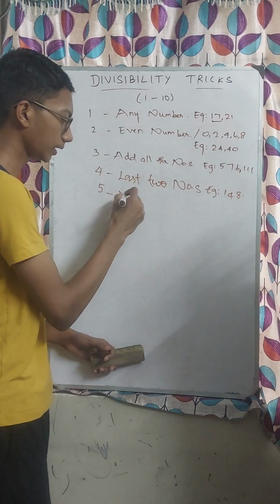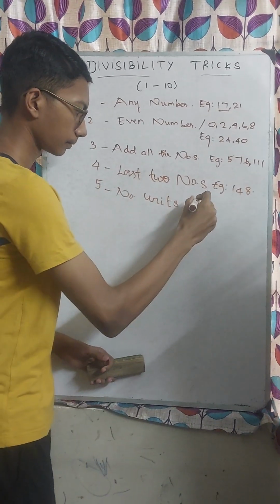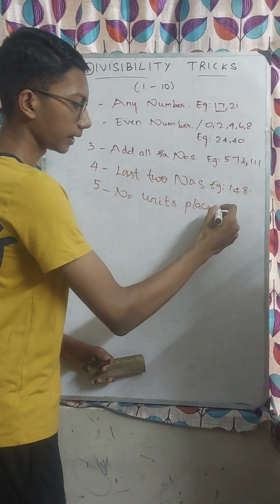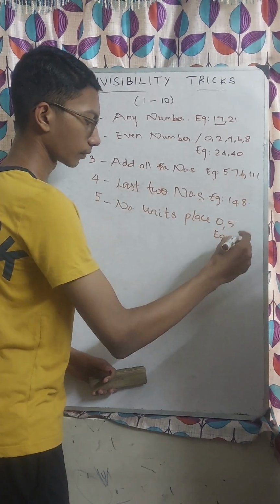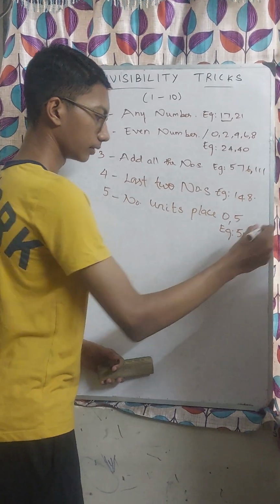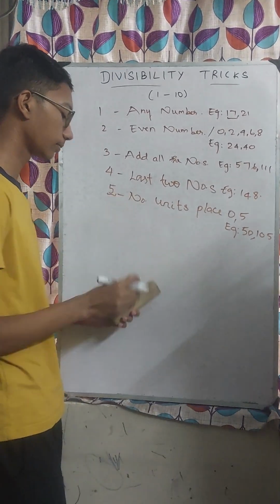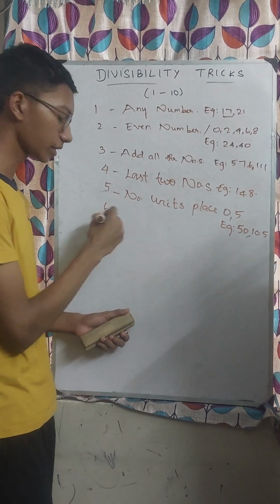Now the easy one, the number 5. The number at the units place should be either 0 or 5. Example, let's say 50 and 105. So we all know the divisibility rule for 5. So that's it.